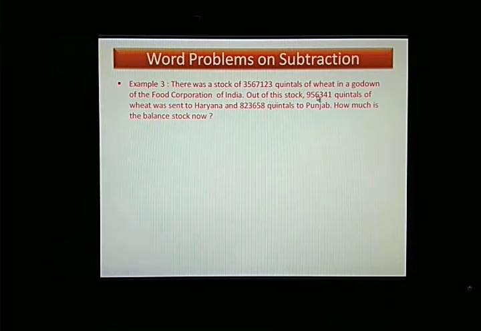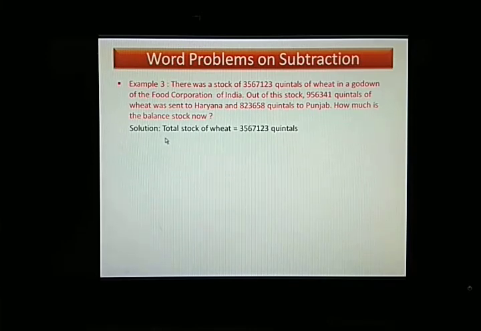Now, out of which this much quintal was given to Haryana state, and this much quintals was given to Punjab state. So, how much is left? This is a similar kind of question like if you have 10 sweets with you, you give 5 to one of your friends and 3 to another friend. So, how much is left? Already 8 you have given. Out of 10, how much is left? 2. So, similar type of question is this.